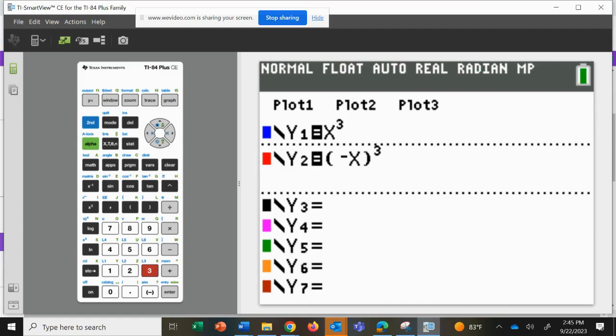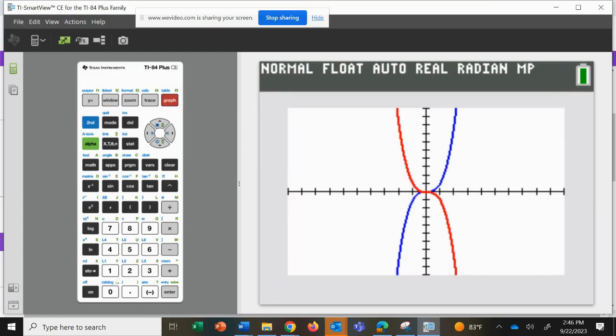Once you have that, go ahead and hit graph. Are those two different, or are they exactly the same? They're different, aren't they? Okay, so I'm going to graph mine. How are they different? Reflected what? Over the y-axis?